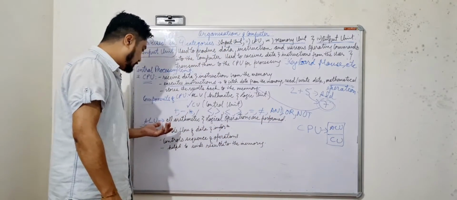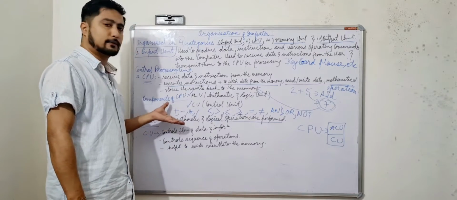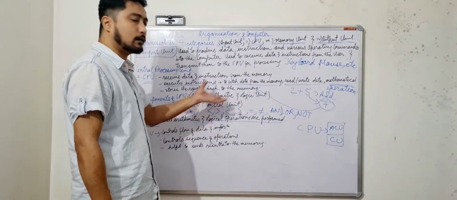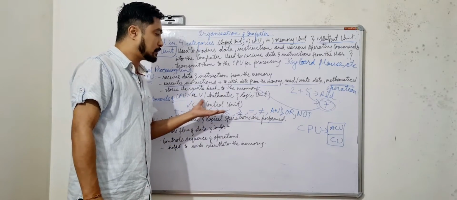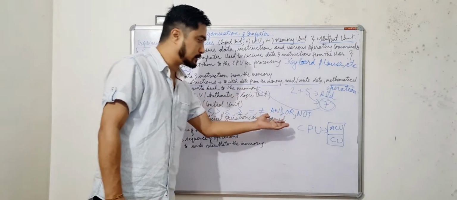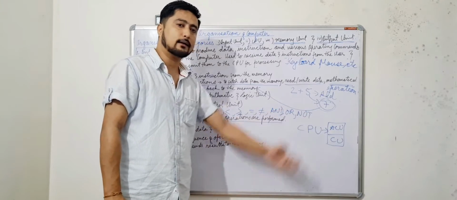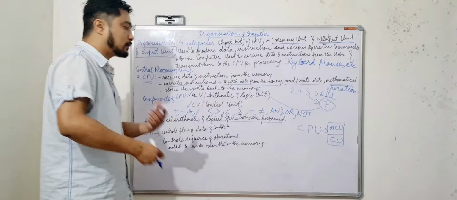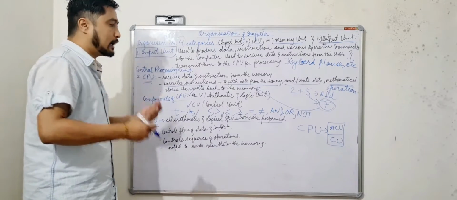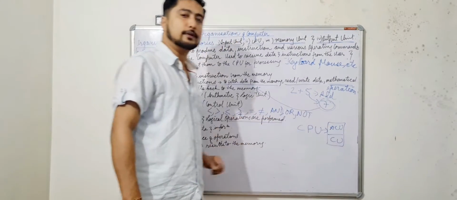So let's see this ALU. It performs all the mathematical operations and all the logical operations. What are there in logical operations? All the comparison operators and logical operations like AND, OR, and NOT. All the logical operations and mathematical operations are performed by this unit, the ALU.